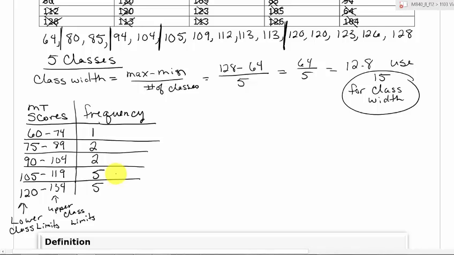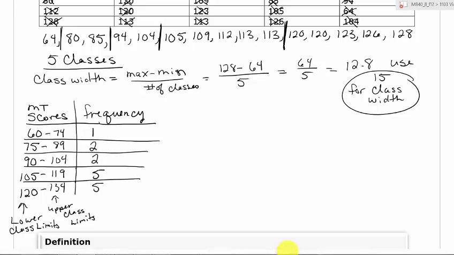So another little quick check that you can do is add up your frequencies, and that should equal the total number of data that you started with. So we started with 15 data values, and if we add these up, 1 plus 2 plus 2 is 5, and then 10 more gives us a total of 15.